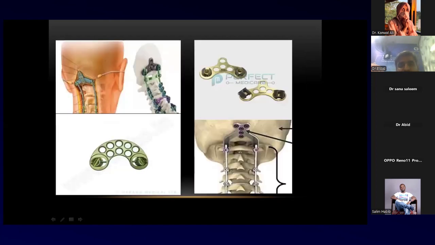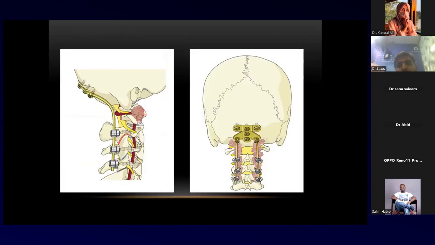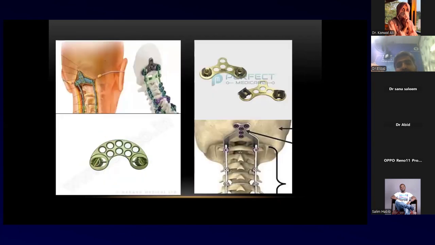Okay. I have shown you previously that there are different types of plates, occipital plates. It's up to you which you follow. So we have done the OC fusion, occipitocervical fusion. What is the drawback of occipitocervical fusion? Anyone? Limitation of range of movement, sir. Excellent. Limitation of range of movement.